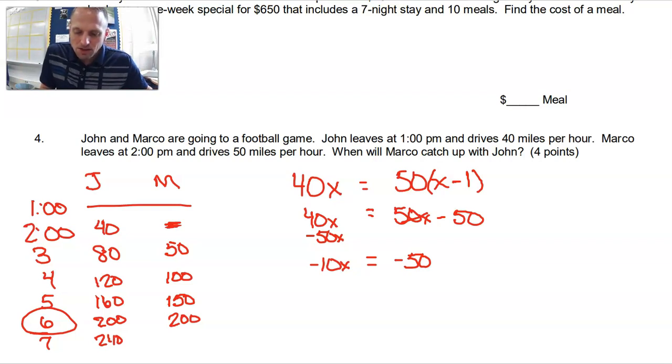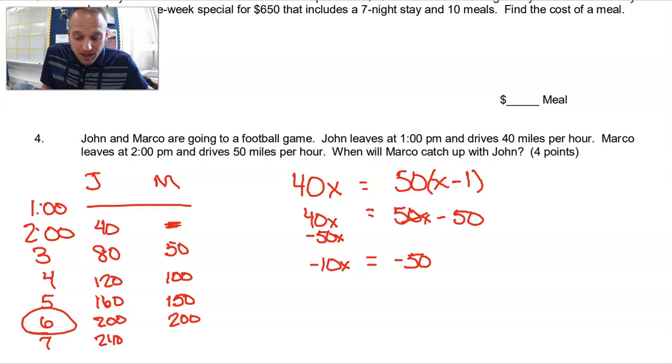So the 40x was 40 miles per hour for John. Okay, 40 times the number of hours. The 50, we wanted to do 50x because it was 50 miles per hour, so 50 times x, but Marco didn't drive as many hours as John did, so we have to subtract 1. So then when we distribute it, it's going to be 50x minus 50, and then we're just solving from there.